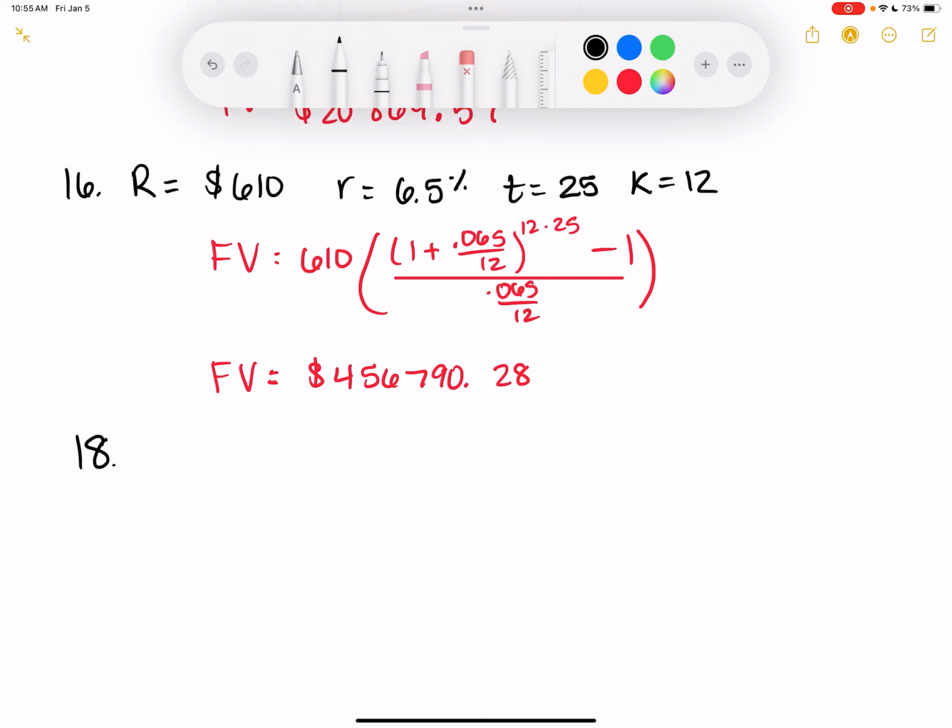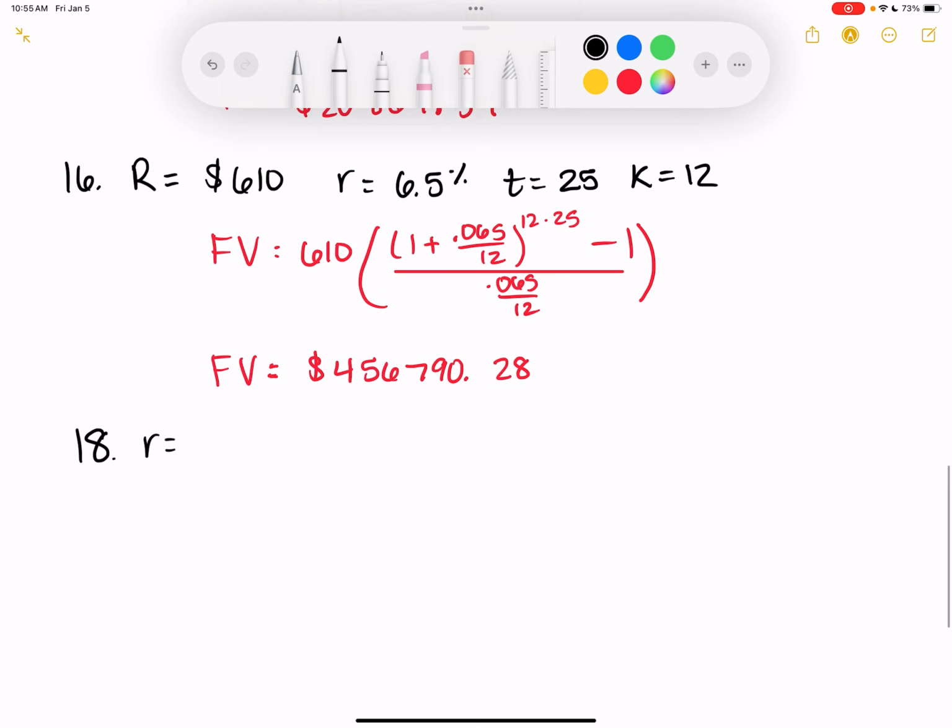Well, then, I got the same answer. Oh my gosh. I don't know why. I think the parentheses are wrong on my calculator. Virginia, you're putting it to the 12.25. It's supposed to be raised to the 12 times 25. Oh, I thought that said 12 point. That makes a lot more sense.